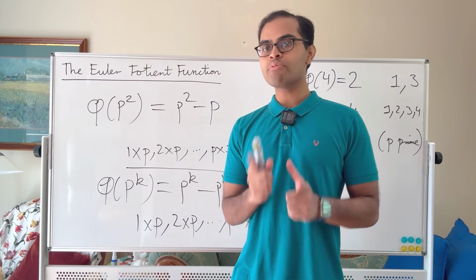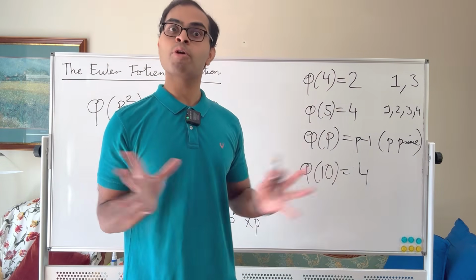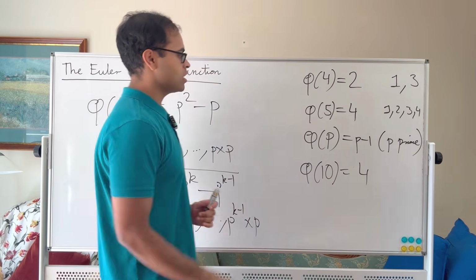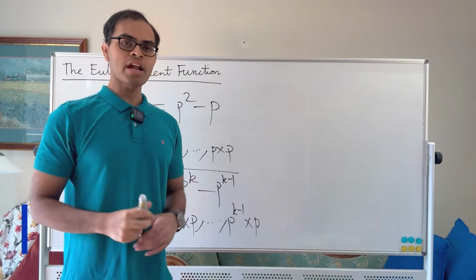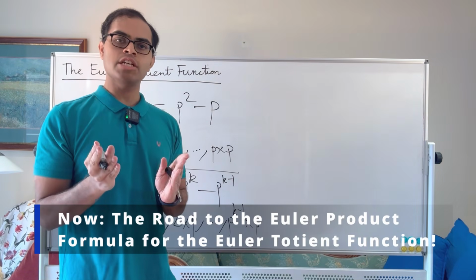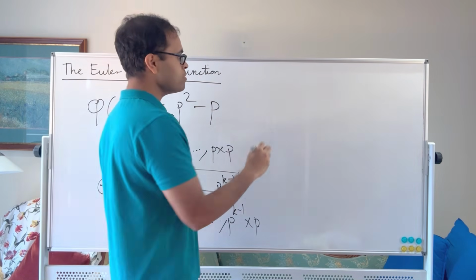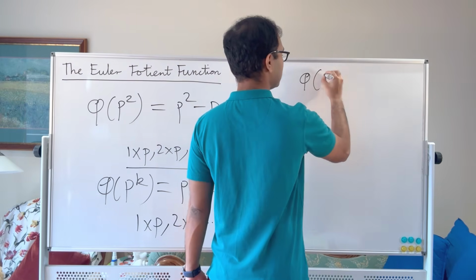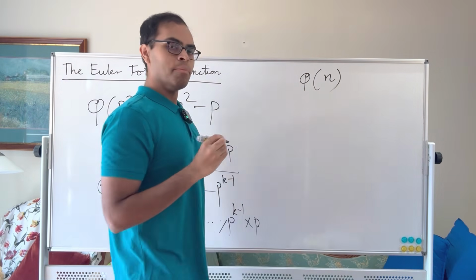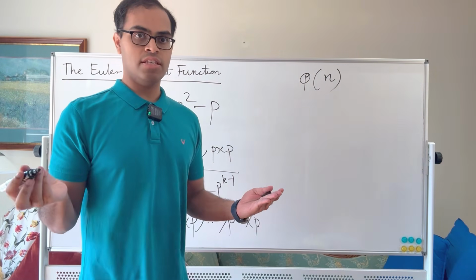So what does the Euler product formula say? And it's a beautiful probabilistic interpretation. You're going to love this one. So I'm going to do it right now. The Euler product formula is the following interpretation of calculating phi of n. Okay, so imagine you have some n and you want to calculate phi of n. So think about what the prime factorization of n is going to be.